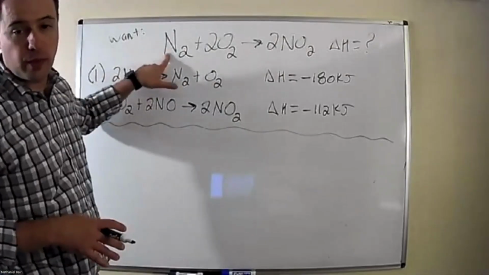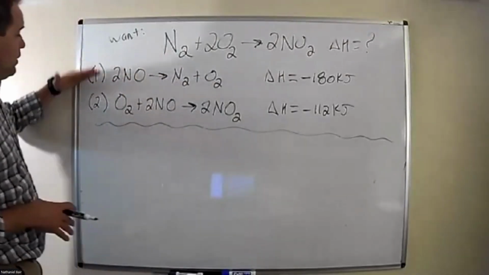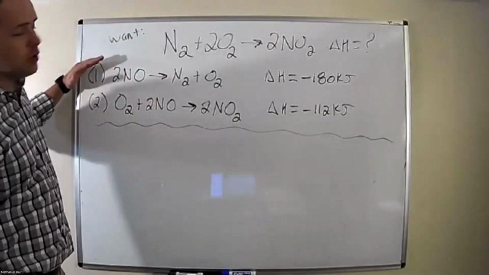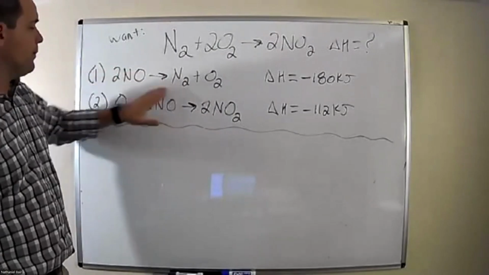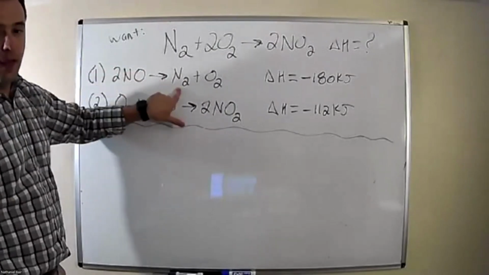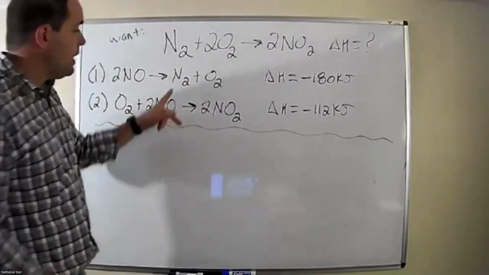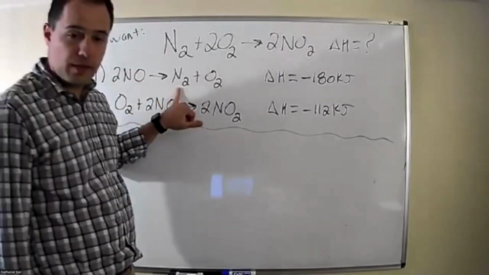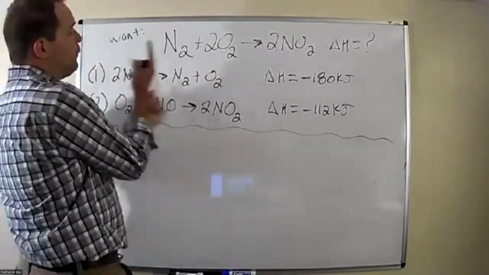I need one N2 on the reactant side. So we're going to look at our known reactions, and we're going to see which one, hopefully only one, has N2 in it. And it's this first one. The first reaction has an N2 in it. But there's a problem. I need that N2 on the reactant side, and this reaction has the N2 on the product side. So what we need to do is flip the first reaction.